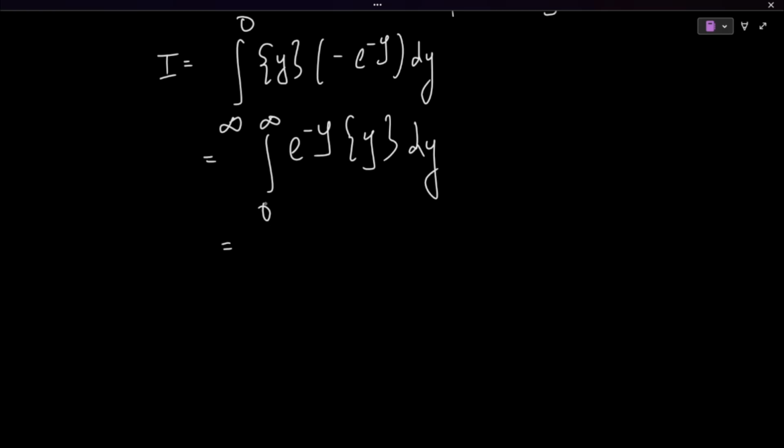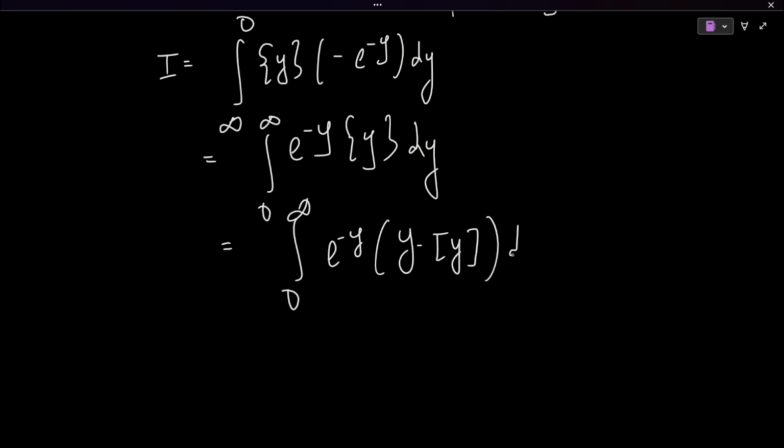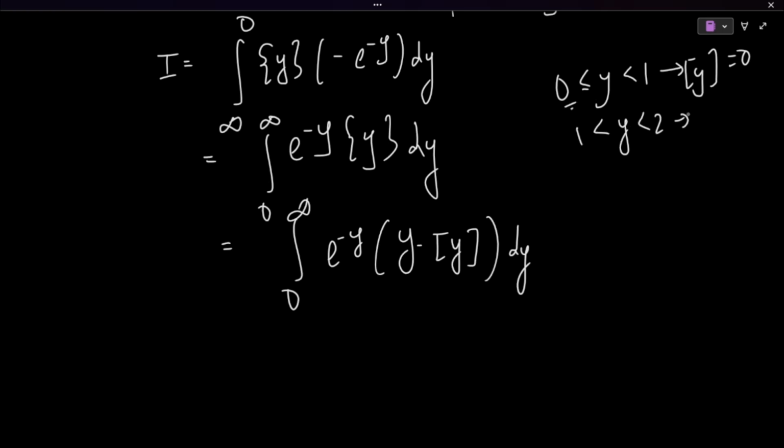Now, this integral can be broken into integers. And why do we do that? So let me first write down the integral from 0 to infinity of e to the power minus y times the definition of fractional part, which is y minus the box of y, dy. And you know that the box of y, which is the greatest integer function, behaves like this. If y is between 0 to 1, then the box of y would be 0. Then if y is between 1 to 2, then the box of y would be 1, and so on it goes. So if y is in the interval n to n plus 1, where n is an integer, you can already guess that the box of y is going to be n, right?